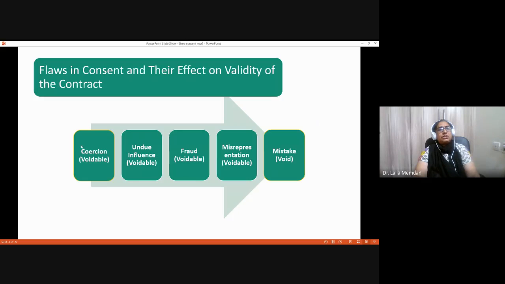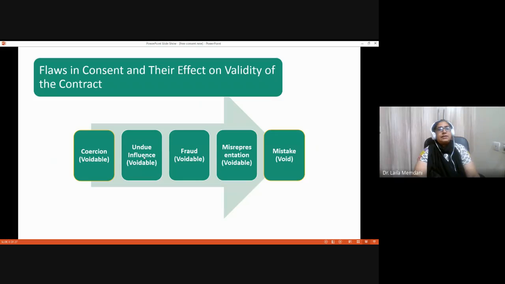If there is coercion, the contract becomes voidable. That is, there is some force in the contract. Maybe the old man is forcibly made to sign the contract, or forcibly made to transfer the property in the name of a villain, like most of the time it happens in the movies. So it is coercion.